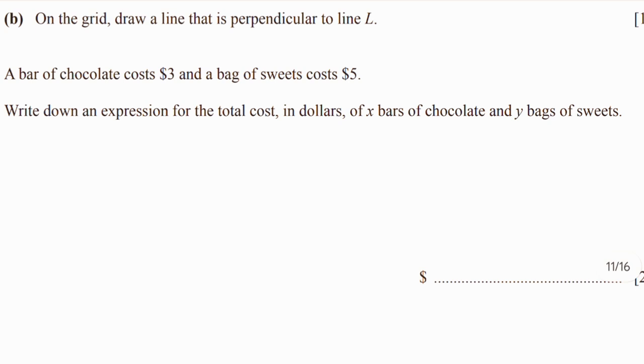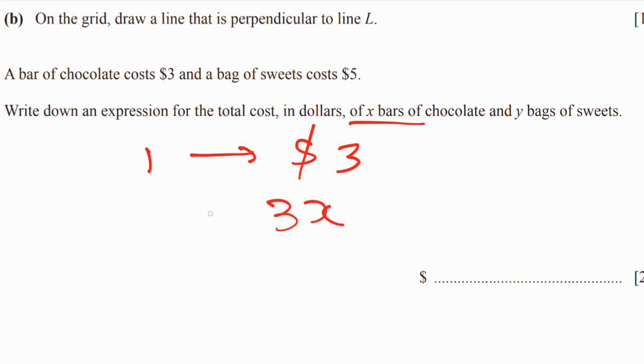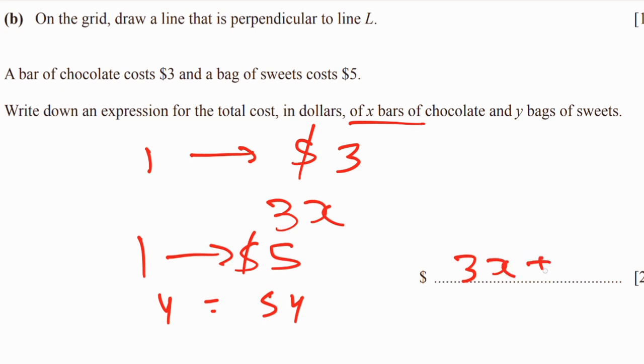A bar of chocolate costs $3 and a bag of sweets costs $5. So write the equation. Write down an equation for the total cost, with x as a bar of chocolate and y as a bag of sweets. For example, a bar of chocolate is $3, so for x it is 3x. A bag of sweets is $5, so for y it is 5y. So the total cost is 3x plus 5y.